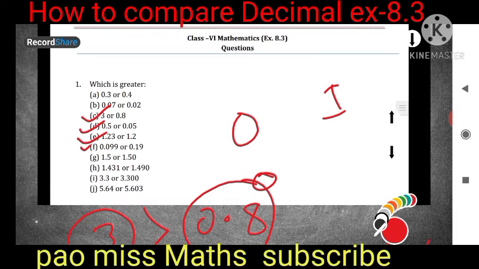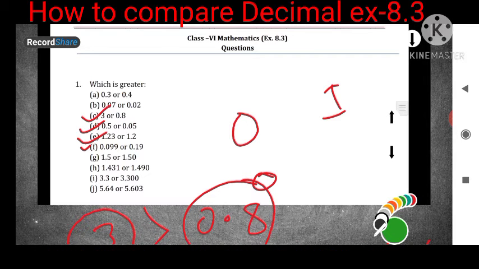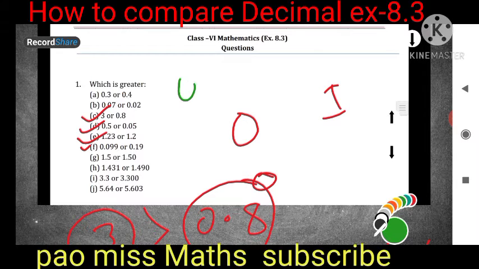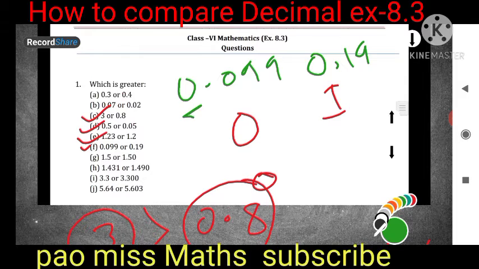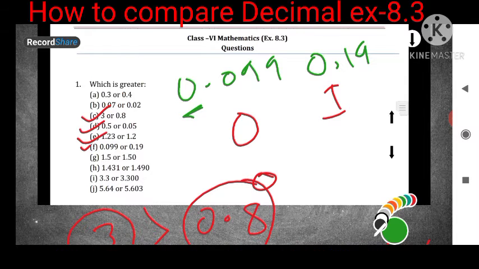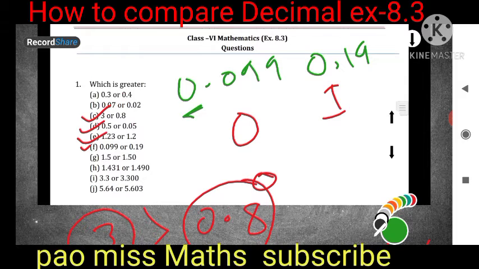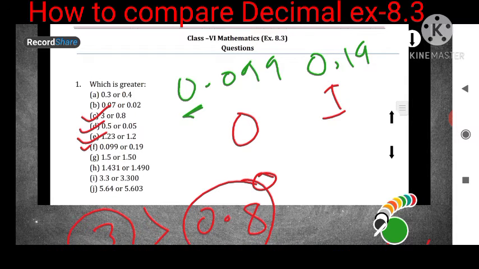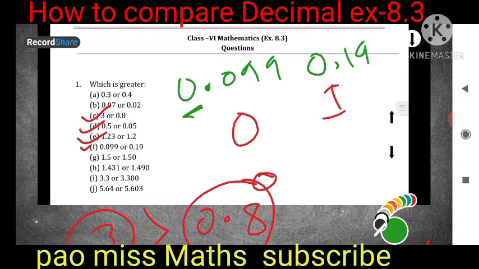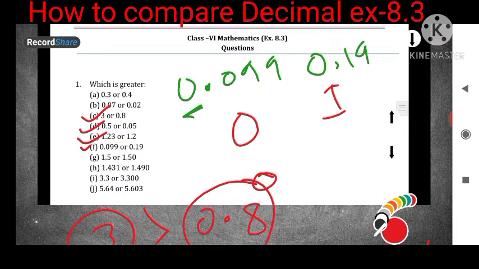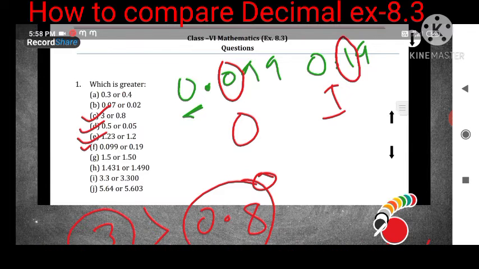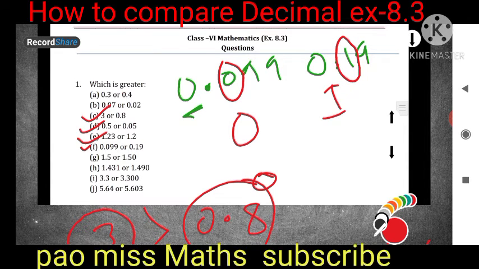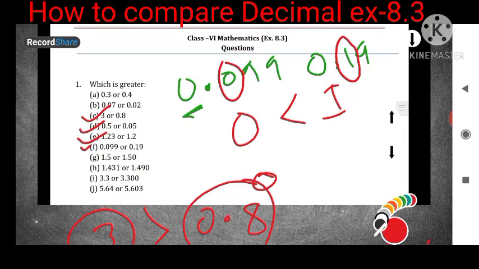So F, what is given? Okay, let me tell in a different color. Now 0.099, isn't it? And what is the next value? 0.19. Now here what is the first value? Both are 0, isn't it? So before the decimal it is 0, so no need to compare. Now what is the first digit after the decimal? It is 0 here, and the first digit after the decimal here is 1, isn't it? So which will be greater, 0 or 1? 1 will be greater.